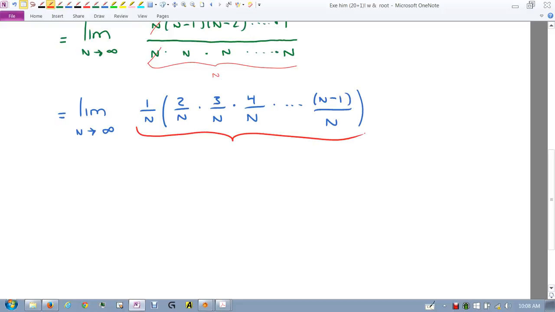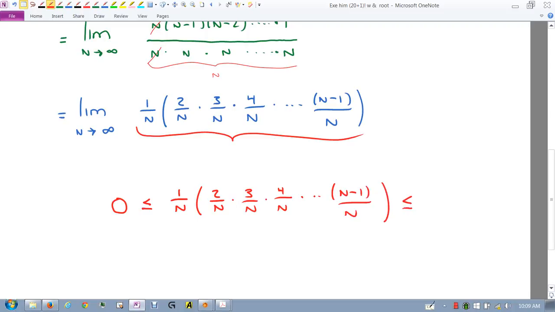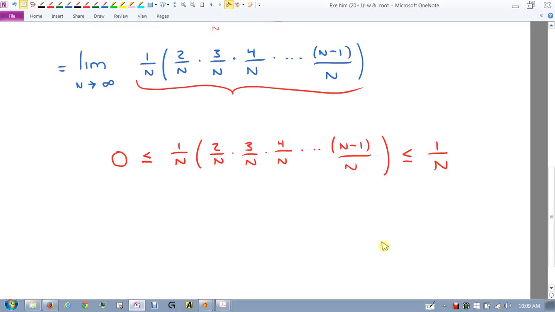Let's focus all of our attention right now on just that. I'm going to write that down by itself. Forget that it's in a limit. And I'm going to write an inequality, and I want you to tell me whether or not you agree with it. 0 is less than or equal to 1 over n times 2 over n times 3 over n times 4 over n, all the way out to n minus 1 over n. But that's less than 1 over n. Do you agree with this or not? And I'll throw one more hint in, times 1.